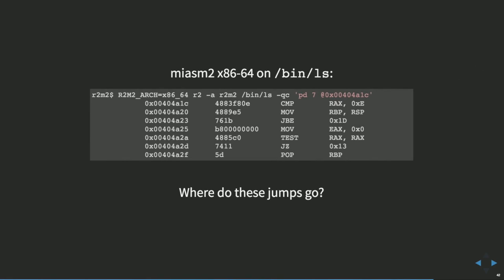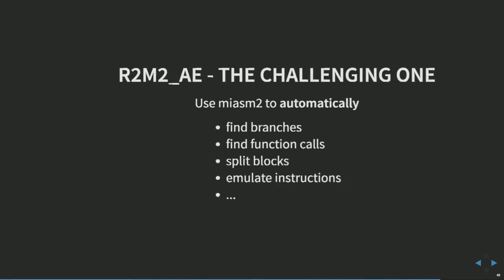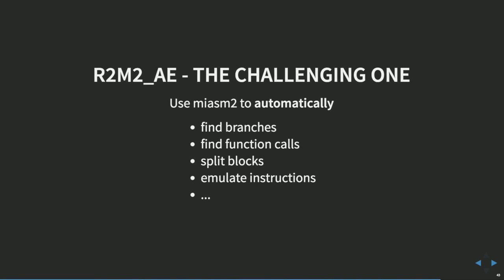Here, that's the output on the ls binary. Again, that's nice, but it's not better than objdump. Why? Because here you have jumps here and there, and we don't know where they go, and R2 is not able, for example, to build a call graph. So it's not better than objdump. Okay. So the challenging plugin was indeed R2M2 AE.